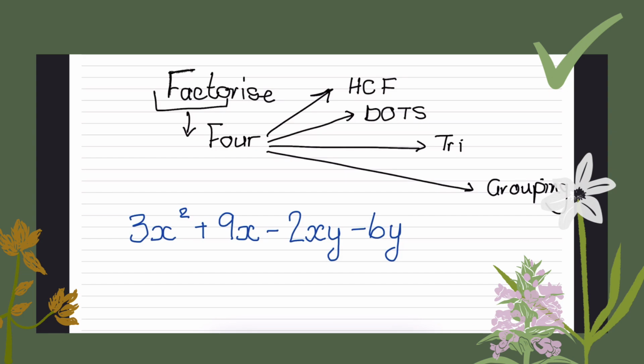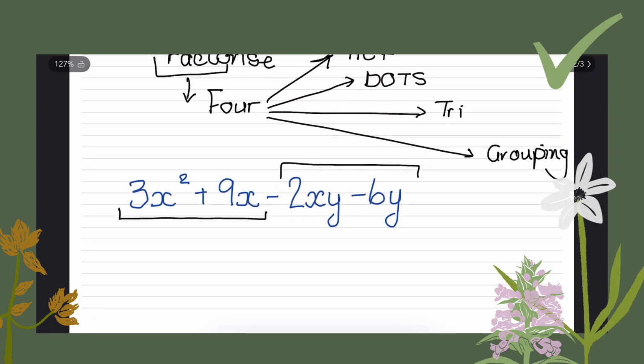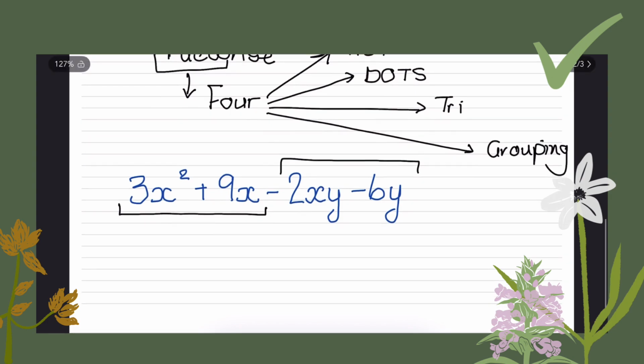For an example, let's just read it from left to right. So I'm going to group these 2 together, and I'm going to group those 2 together. Okay, be very aware of the signs as well. So between my first 2 terms, I'm going to take out 3 as my common factor and x.